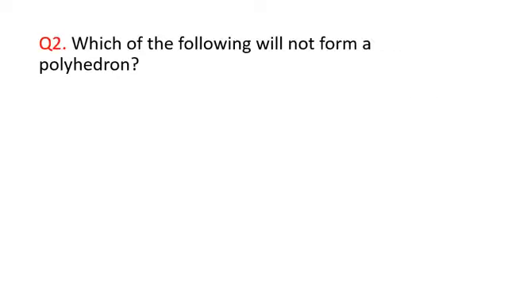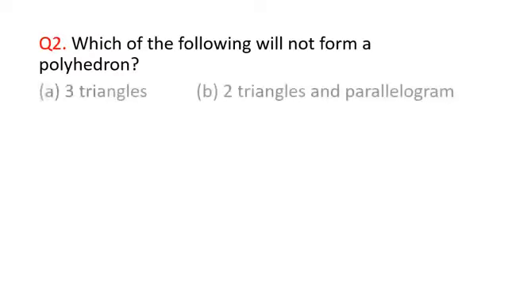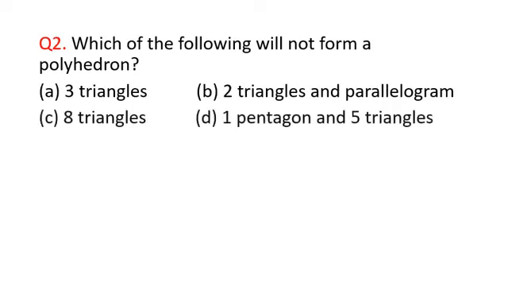Coming to the second question, which of the following will not form a polyhedron? Again, the same concept is to be used. The options are 3 triangles, 2 triangles and a parallelogram, 8 triangles, 1 pentagon and 5 triangles. I hope you know this answer because I have discussed this in the lecture also. So the answer is A part, that is 3 triangles.